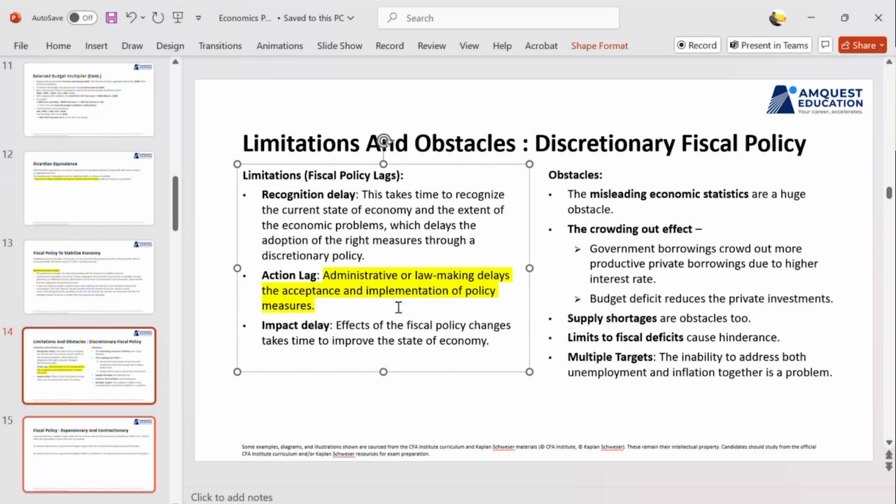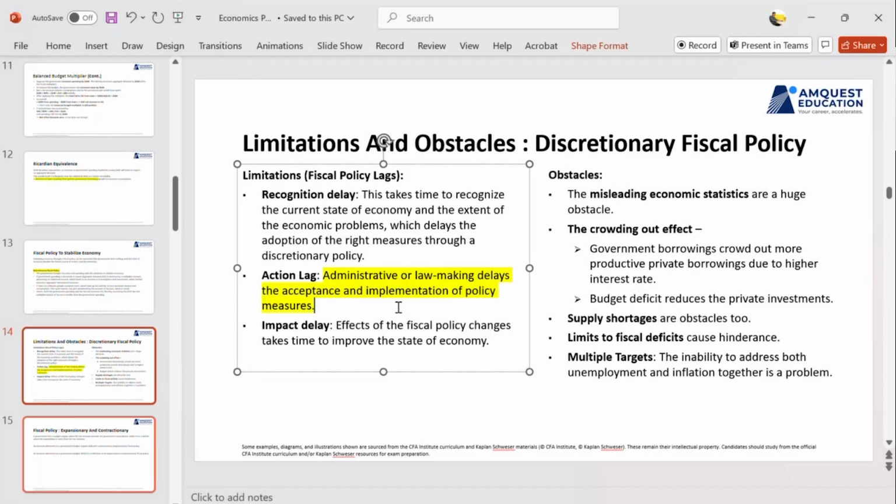Impact delay. Now, impact also takes time because let's say the tax rate increases. It does not mean that people immediately start paying tax, right? Because everyone knows that the tax will be from the next year and the payment will happen only after some time. So that's called impact delay. Yeah? So if they ask you to identify the three limitations of the fiscal policy, those are three lags: recognition lag, action lag, and impact lag.